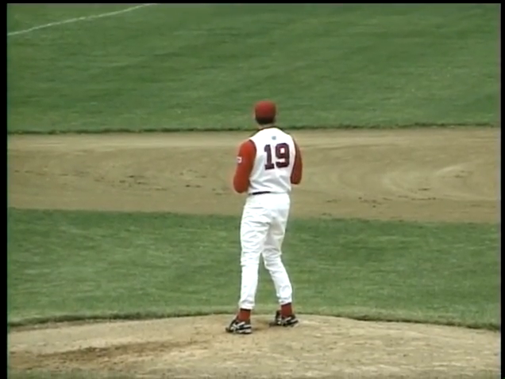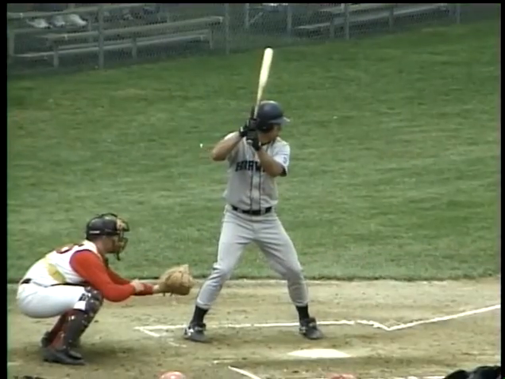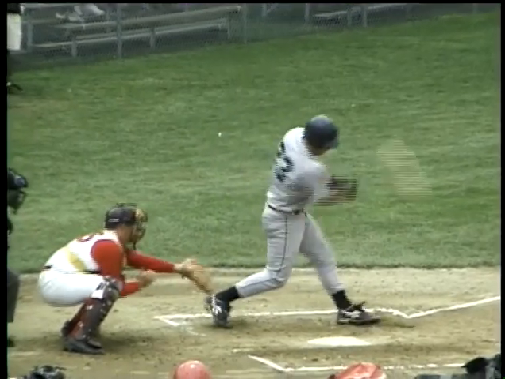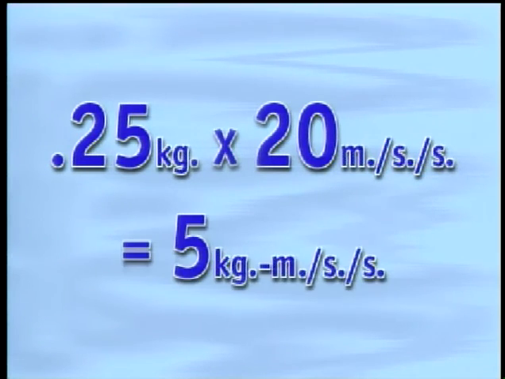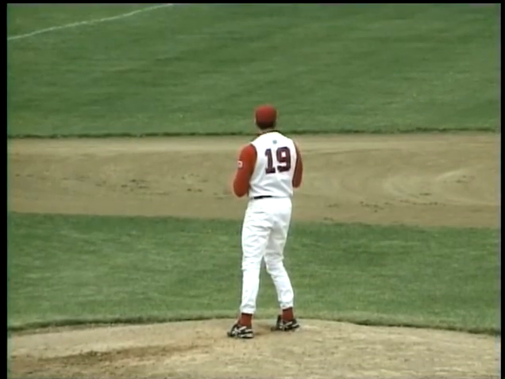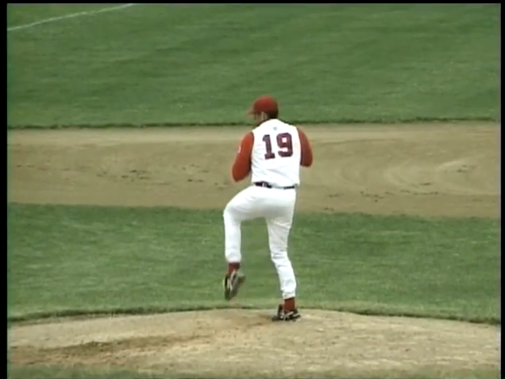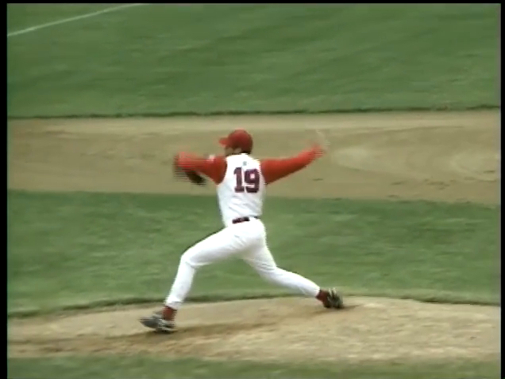What would happen to the force of the moving baseball if the ball had a faster acceleration of, let's say, 20 meters per second? Looking at the formula, we see that the force equals 0.25 kilograms times 20 meters per second, which equals 5 kilograms meters per second. As you can see, the faster accelerating baseball produces an even greater amount of force.